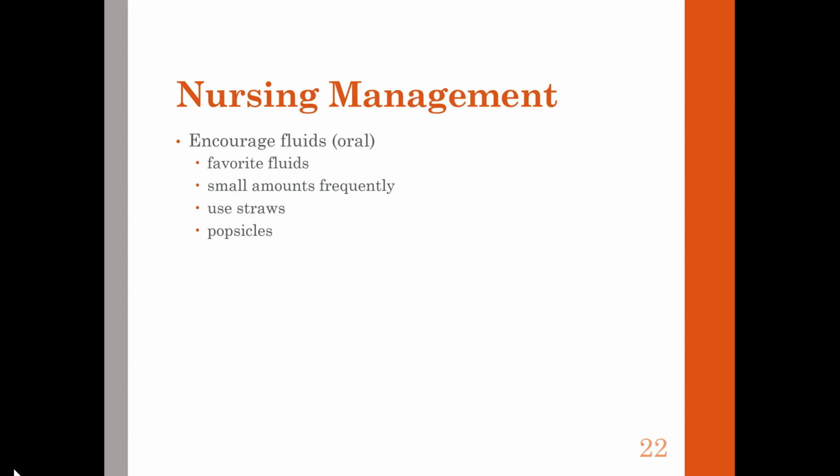You're obviously going to encourage oral fluids as much as possible. So their favorite fluids, and you're going to want to do small amounts frequently so as not to overwhelm their stomach. If you overwhelm their stomach and they drink a ton, then they're probably going to vomit it back up because they're just not used to it. So just do small amounts, every 15 minutes or something like that. Use straws if they really like straws. Popsicles are a great way to get fluids into children. Applesauce, things like that.